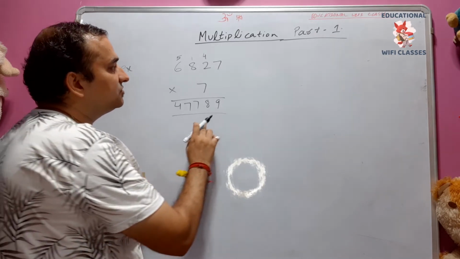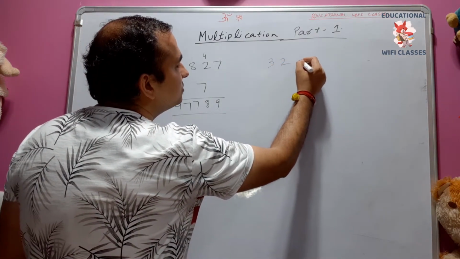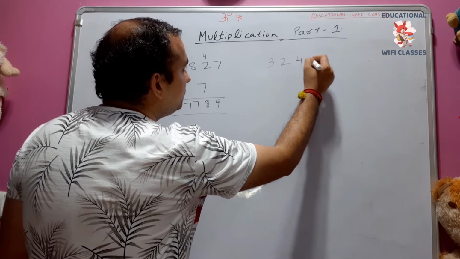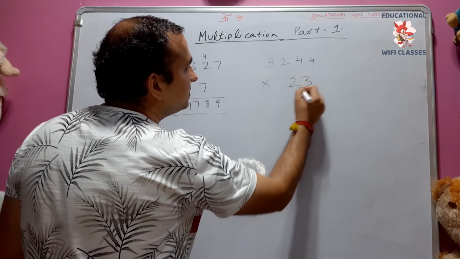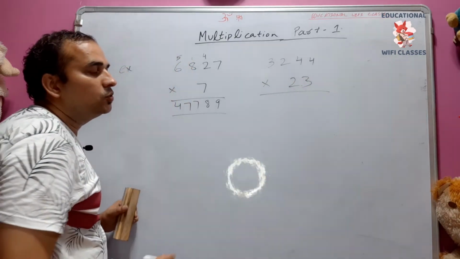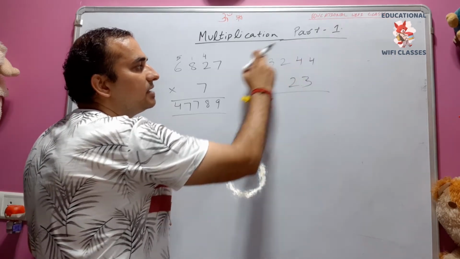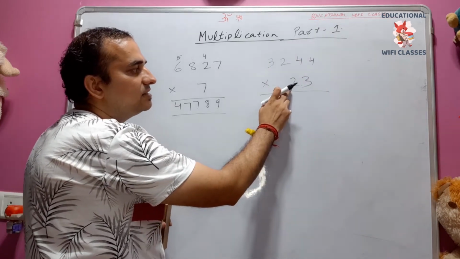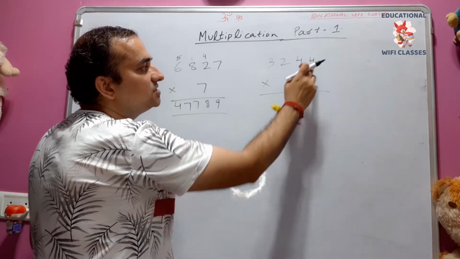Now we multiply with a double digit. Suppose 3244 multiplied by 23. So what are we going to do? We'll multiply the number on the units place with the whole number up there. Then we will multiply the number which is on the tens place with the whole number up there. So 3 fours are 12.